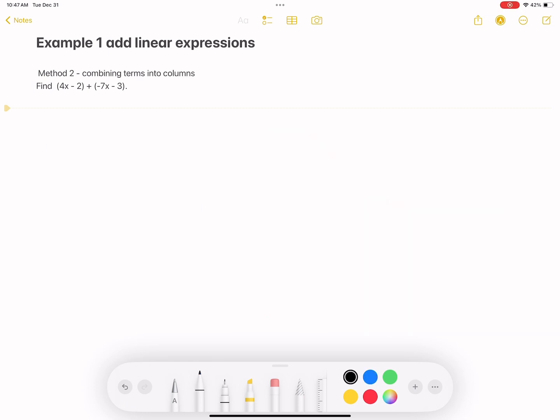All right, so our second method for adding is to really just combine them using columns. When I'm using columns, I'm going to set up that 4x minus 2 plus negative 7x minus 3 like a standard algorithm. So just like we're adding them together. I'm using parentheses just to indicate there's a difference between signs. Now, you see that I've set it up like the standard algorithm.